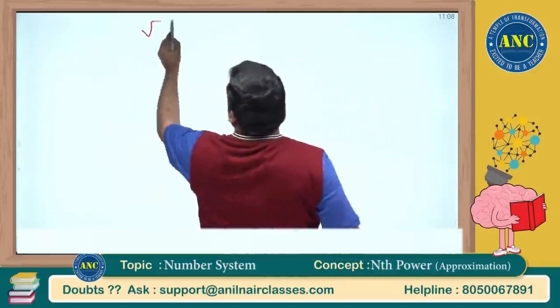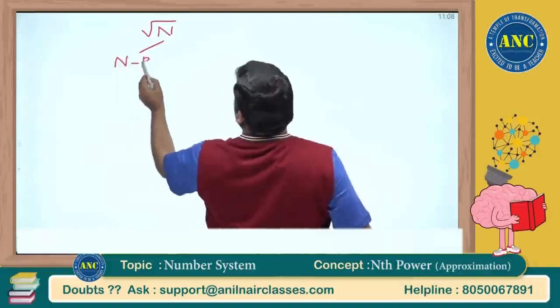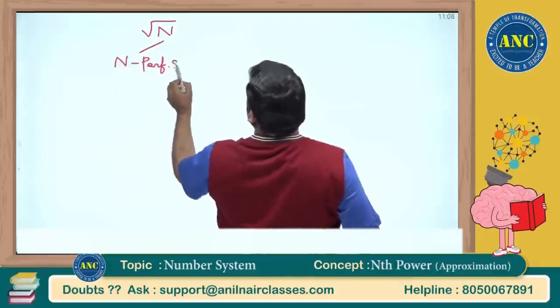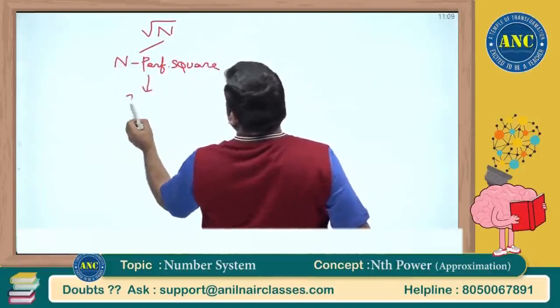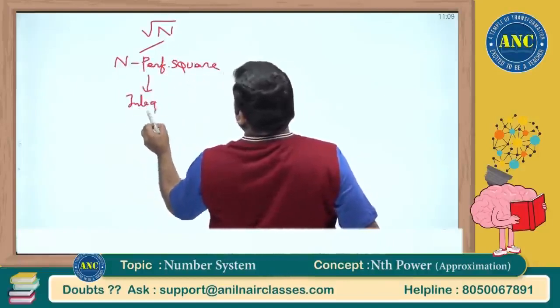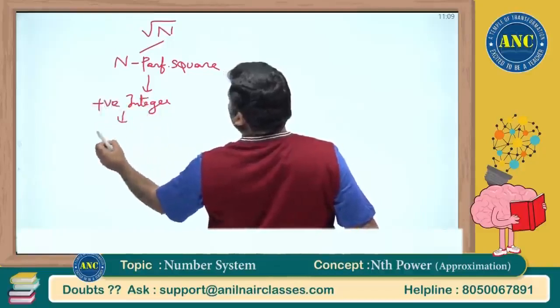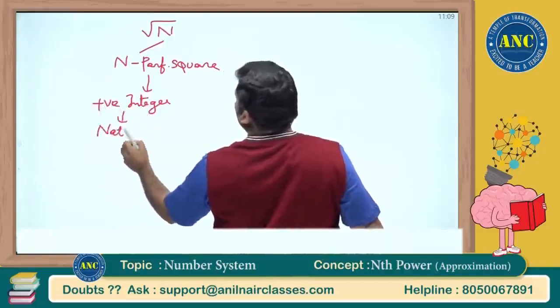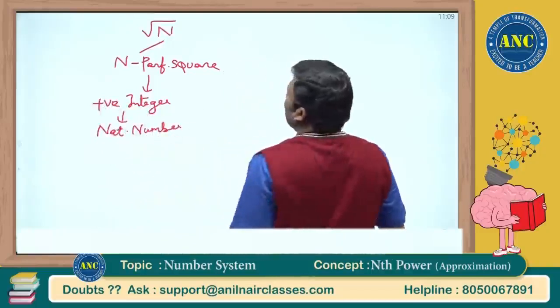That means if root n is there, n is a perfect square. I will get an integer, a positive integer, which is nothing but a natural number. Square root of a positive number is always a natural number.